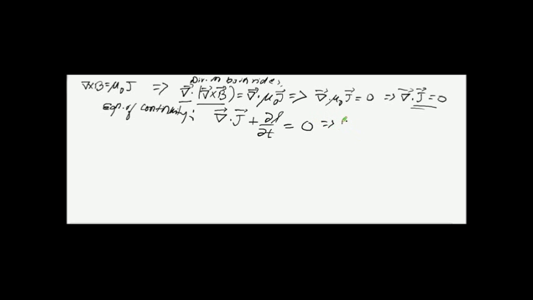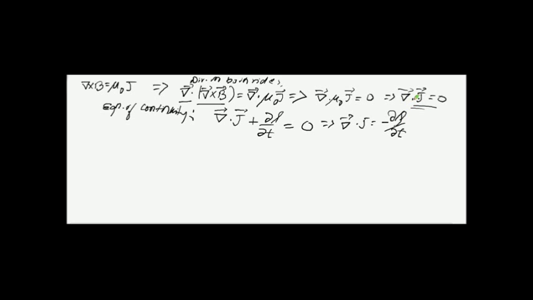So it means that del bar dot J bar is equal to minus del rho by del T. So you can see there is a contradiction, right? This is nothing but the charge density. So rho is the charge density. So what is the contradiction here?